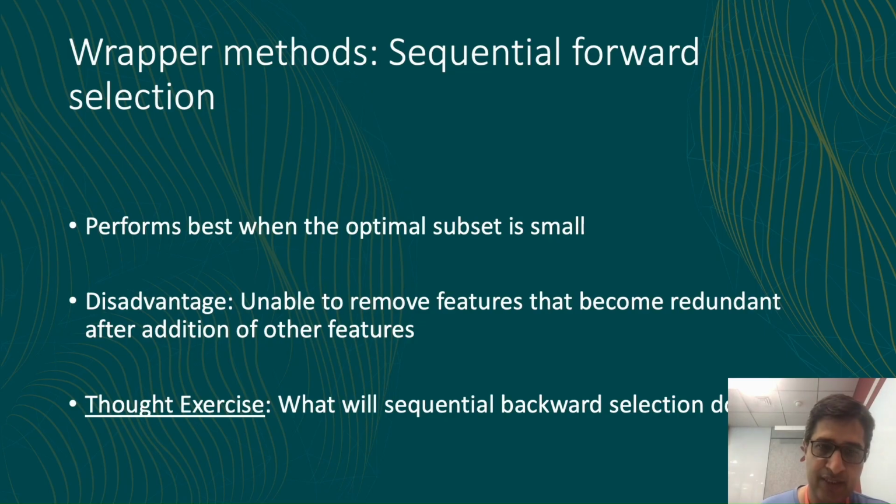As a thought exercise, I would want all of you to think about what a backward selection process would do. Very similar to the one that we talked about in terms of forward selection, but just go back to the graph that we had earlier, and then see what a backward selection process would do.